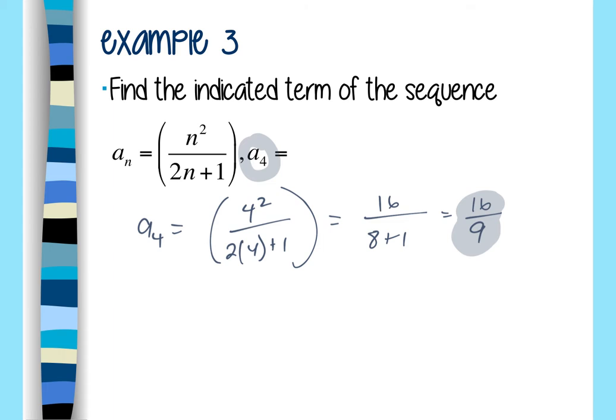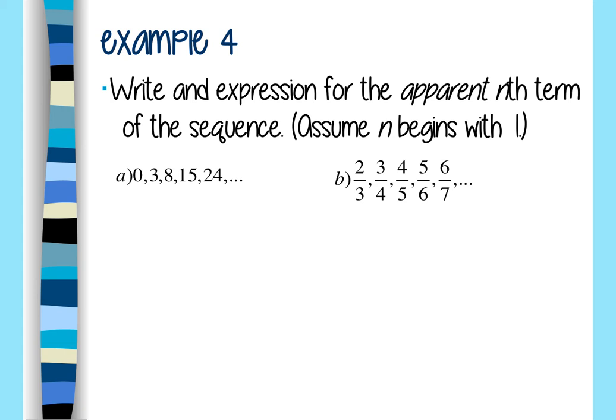Still good, right? Yeah. Good morning. So it says write an expression for the apparent nth term of the sequence, assuming n begins with 1. So we have to say a sub n equals, and we have to figure out what that pattern is.